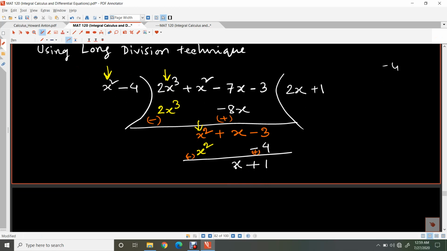Again we will check whether we have a lesser degree than the divisor or not. So this time you can see that the degree of this remaining part is 1, but the degree of the divisor is 2. So obviously 1 is less than 2. That means we have found a lesser degree than the divisor. So we have to stop here. That means finally we are done.